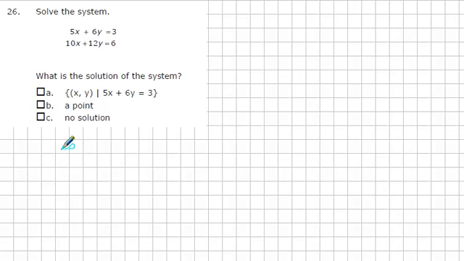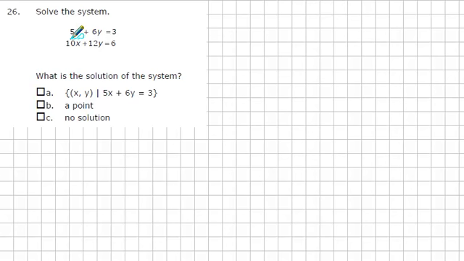Solve the system 5x plus 6y equals 3 and 10x plus 12y is equal to 6. Notice that both of the equations are in standard form and that none of the coefficients is 1. Therefore, the elimination method will probably be the most efficient method for solving this system.